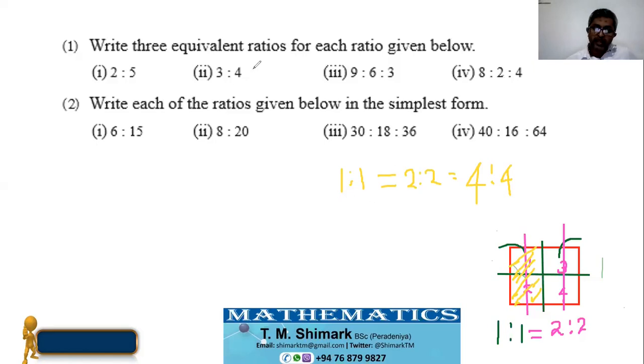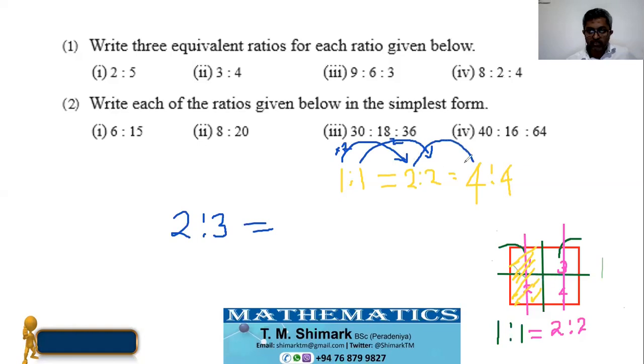If you want to make equivalent ratios for this, you saw 1 became 2, right? So 1 became 2 here. That means if one portion is multiplied by 2, you have to multiply the other portion also by 2. That's all you remember. Here also one portion is multiplied by 2 and the other portion is also multiplied by 2, right? So if I want to make the equivalent ratio for this, I'll multiply this by 2, and I can make 4, right?